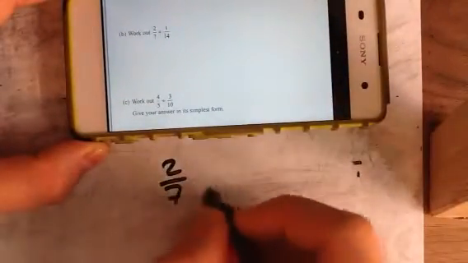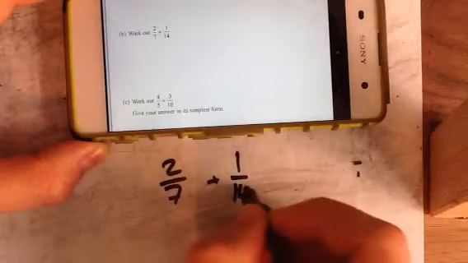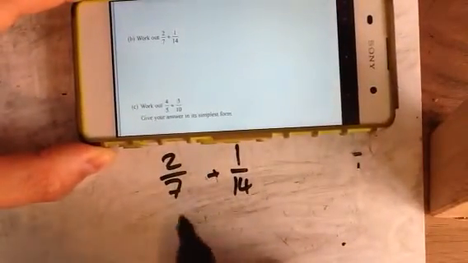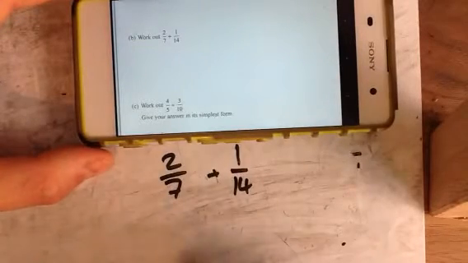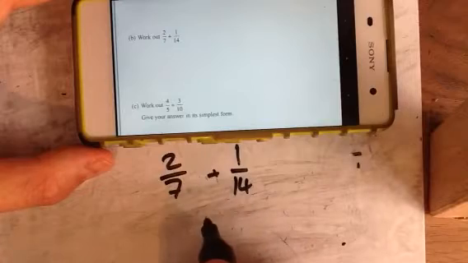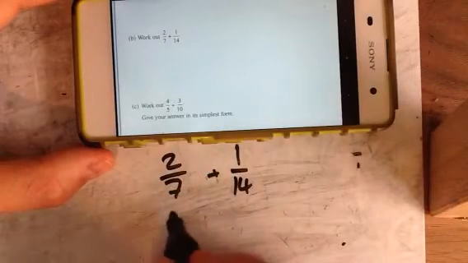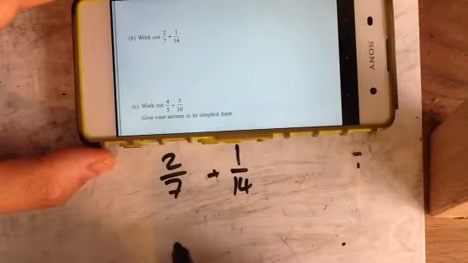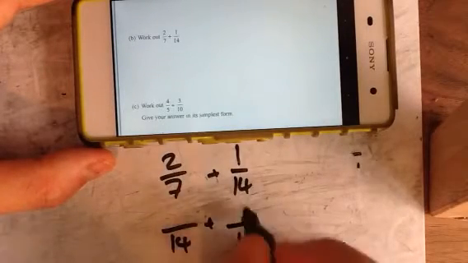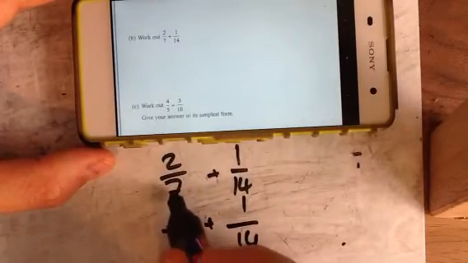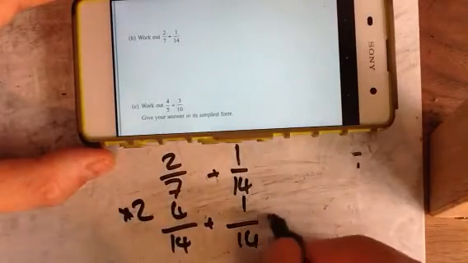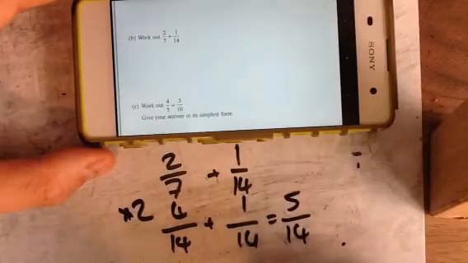2/7 plus 1/14. Now, we can't add these at the moment because the denominators are different. So I need to make them equivalent fractions with the same denominator. There is a thing called cross multiplying, where you times 7 by 14, but you get some ridiculously big number. Lowest common multiple of 7 and 14 is 14. So I can actually change this to 4 over 14. This stays as 1 over 14. Because I've timesed the bottom by 2, I need to times the top by 2 to make it 4 over 14. So my answer is 5 over 14.